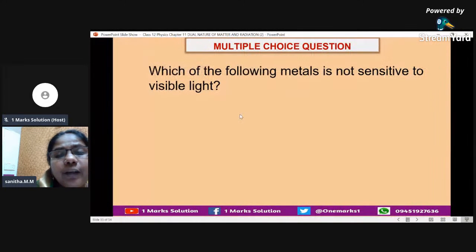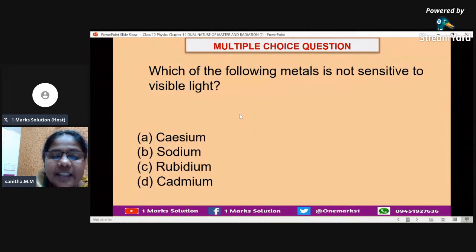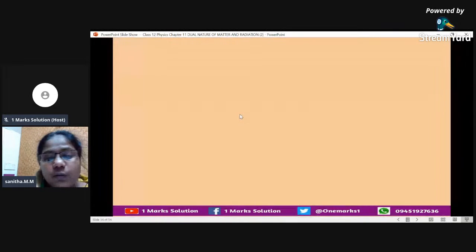Now, which of the following metals is not sensitive to visible light? Sensitive means what? It is sensitive means when light is incident, electron should be emitted. You can see some of the materials are given: cesium, sodium, rubidium, cadmium. No doubt at all, the first 3 are sensitive. So the answer is cadmium. Why? Because we have to relate with the work function and the threshold energy. Now we can go for the next question.